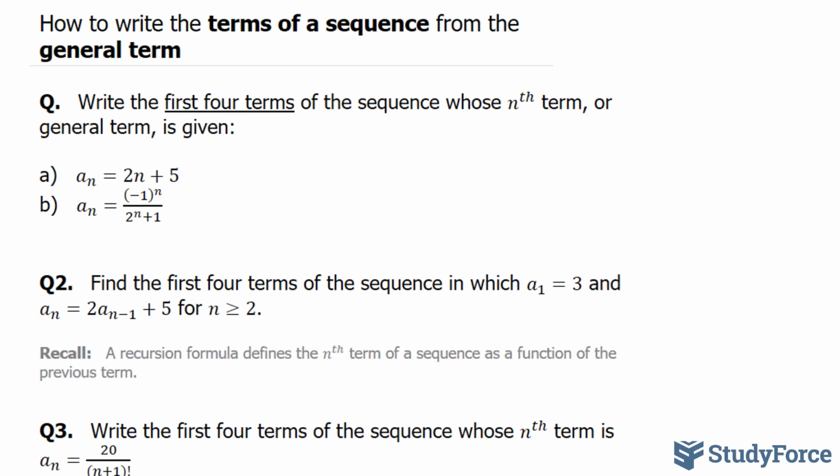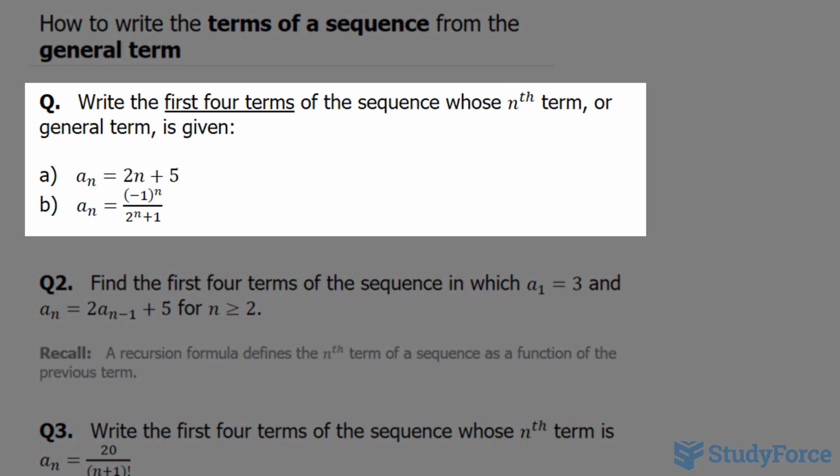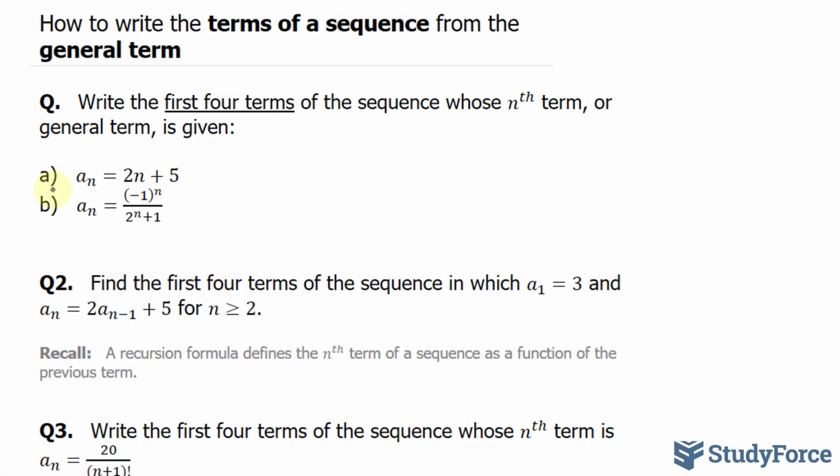In this tutorial, I'll show you how to write the terms of a sequence from a general term. The first question reads, write the first four terms of the sequence whose nth term or general term is given. So let's start with question A.